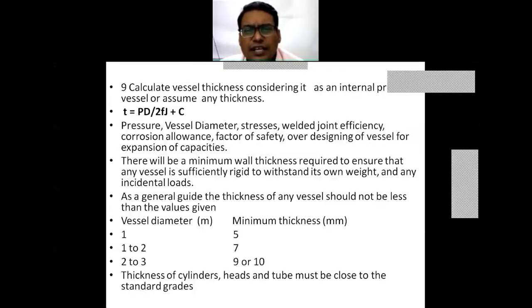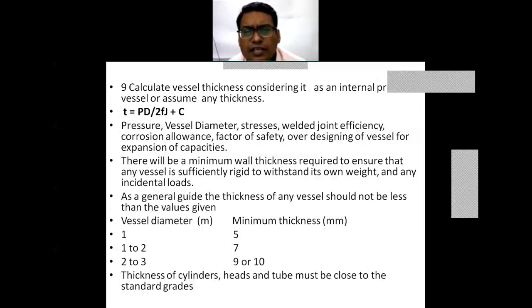The next is the calculation of thickness. To calculate the vessel thickness, considering it as an internal pressure vessel, the thickness t is calculated as PD upon 2fJ plus C. C is nothing but the corrosion allowance, which is taken as 2 millimeter in the general case.